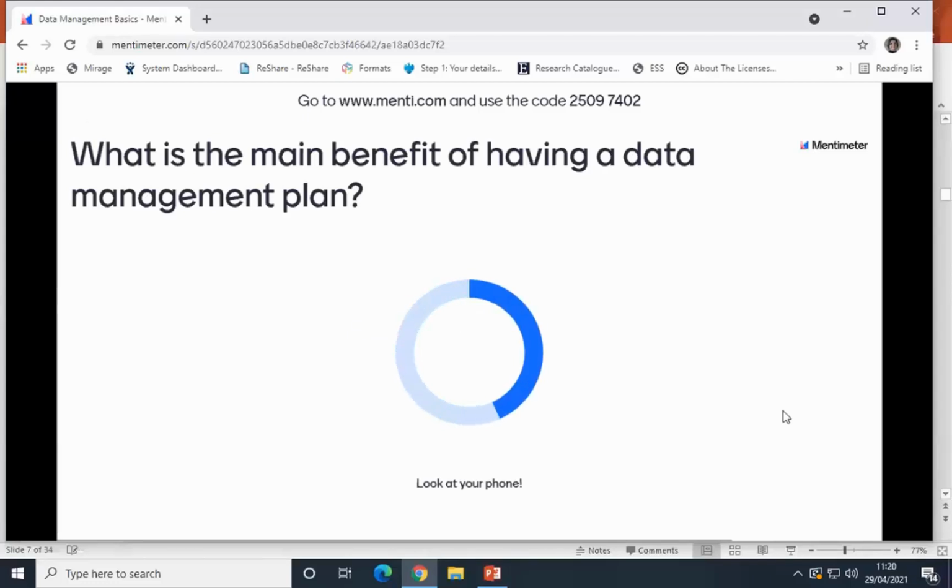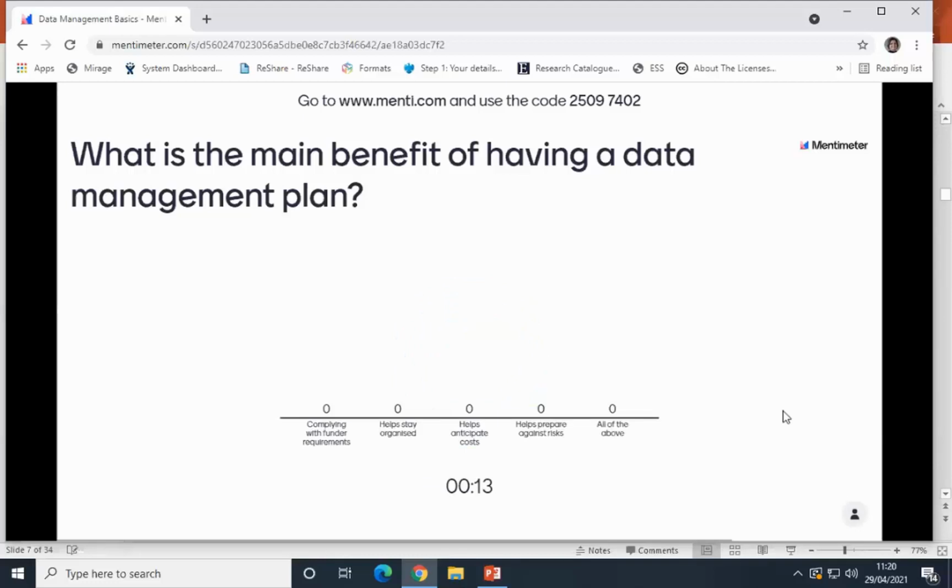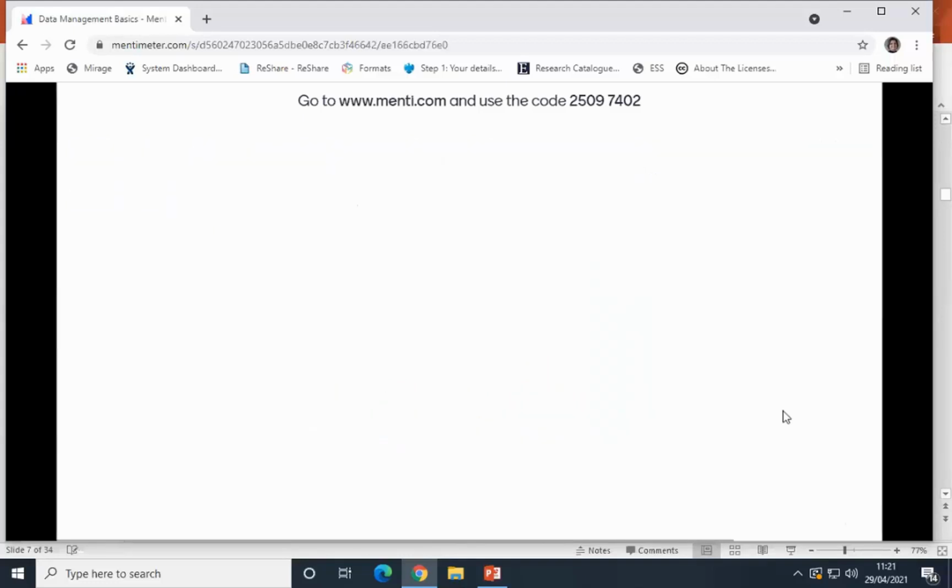What is the main benefit of having a data management plan? Is it complying with funder requirements, helps stay organized, helps anticipate cost, helps prepare against risks, or all of the above? Right, and yes, all of the above. That is the correct answer, and that is also the most popular answer. Very good.